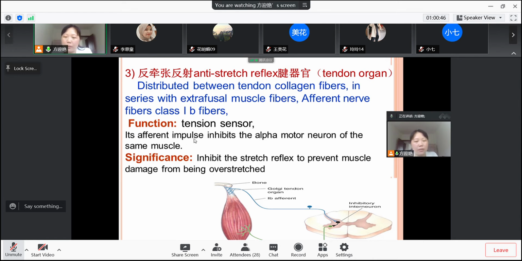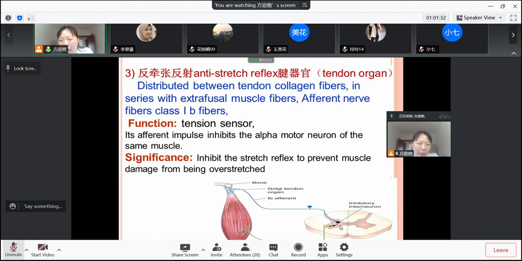We can see that if the muscle contraction is of a large degree, it produces higher tension. Then these tendon organs are excited, and the impulse is transmitted by the 1B afferent nerve fibers and sent to the spinal cord.